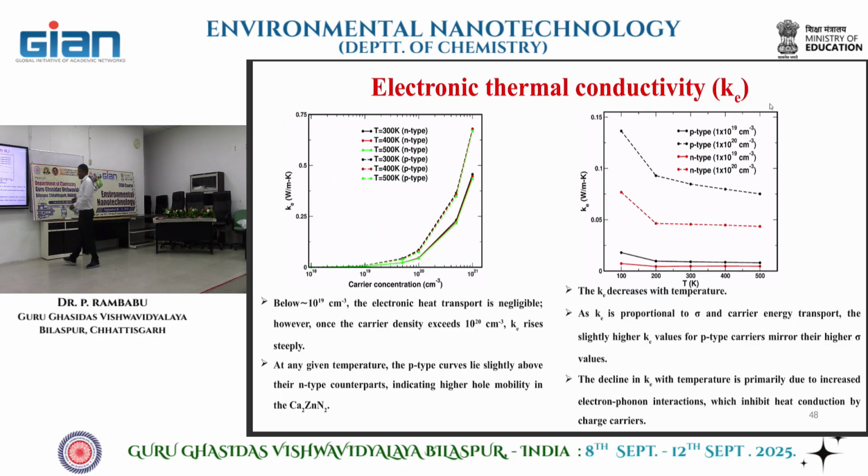So, with carrier concentration, up to here there is negligible increment, but after 10 power 19 to 21 there is a significant increase in the thermal conductivity with the concentration. And also, if you increase the temperature, the electronic part of the thermal conductivity decreases. Okay. So, why is it decreasing? Due to the increasing electron-phonon interactions.